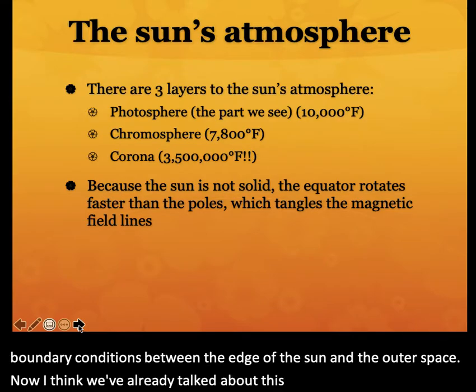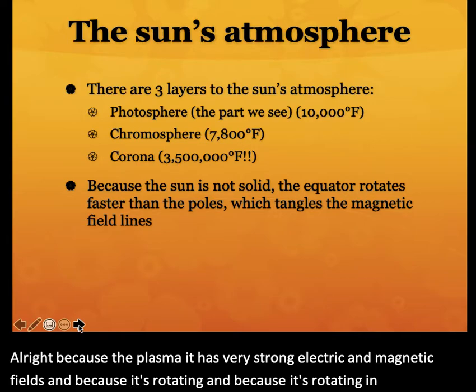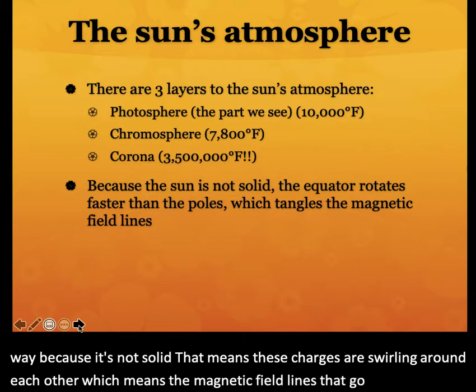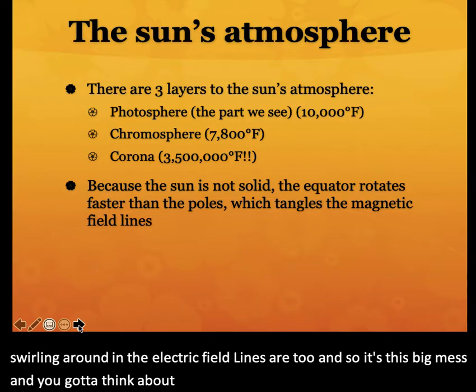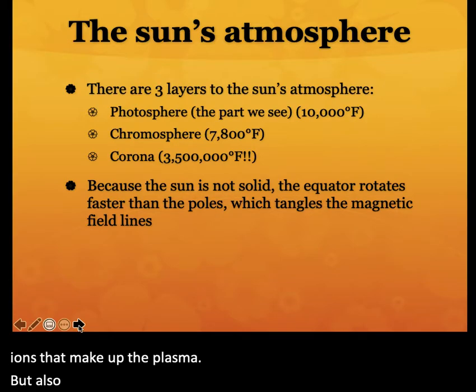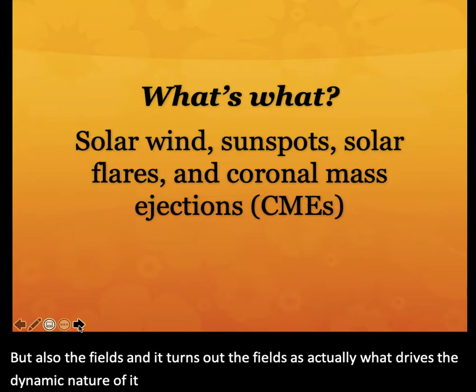Now, I think we've already talked about this. Because it's a plasma, it has very strong electric and magnetic fields. And because it's rotating in a differential way, because it's not solid, these charges are swirling around each other, which means the magnetic field lines that go with them are swirling around, and the electric field lines are too. It's this big mess, and the mess is not just the physical flow and movement of the matter, that is the electrons and the charged ions that make up the plasma, but also the fields. And it turns out the fields are actually what drives the dynamic nature of it. These fields cause sunspots, the solar wind, solar flares, and coronal mass ejections.